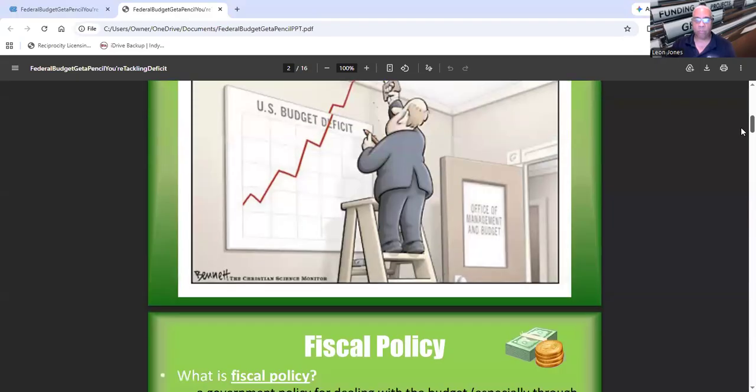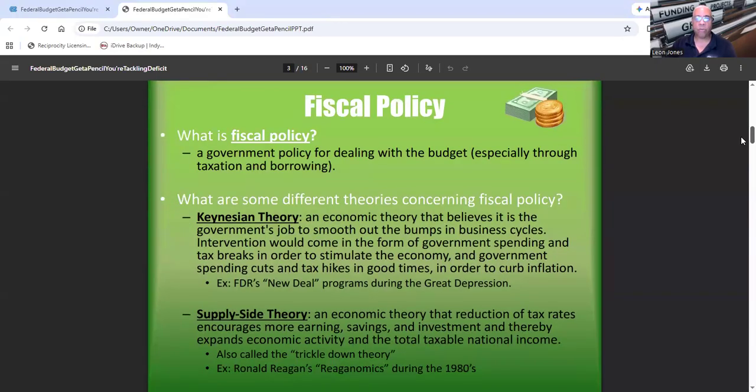We're going to warm up. Now we're going to talk about fiscal policy. What is fiscal policy? Well, fiscal policy is a government policy for dealing with the budget, especially through taxation and borrowing. Now, what are some different theories concerning fiscal policy?